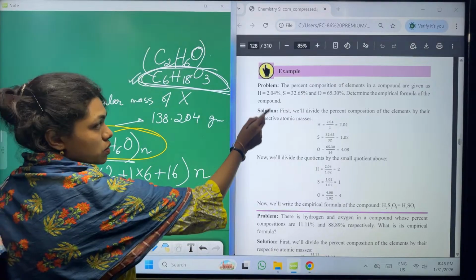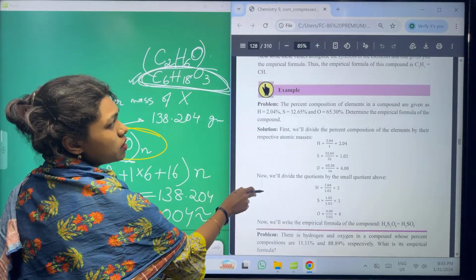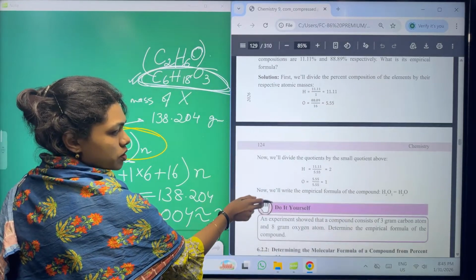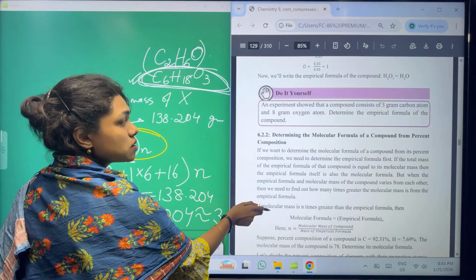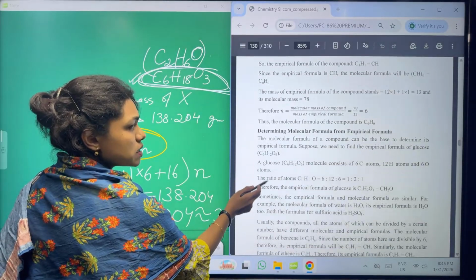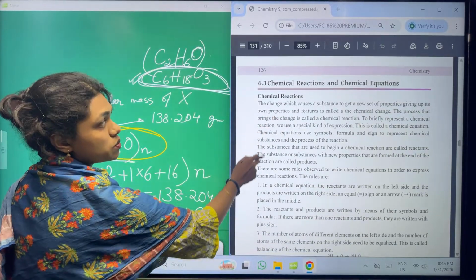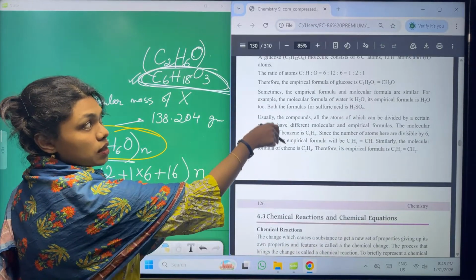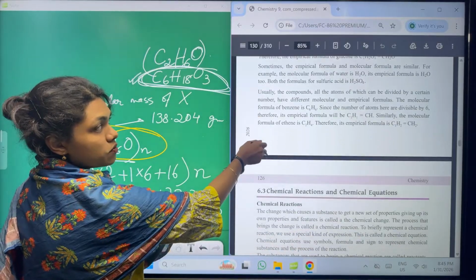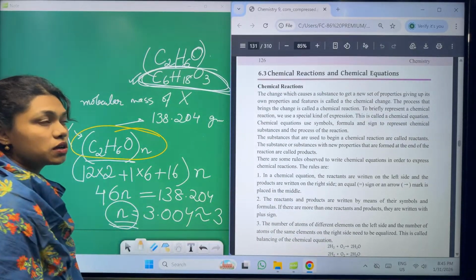This is going to be homework for you. This too is going to be homework for you. These are going to be homeworks for you, and in the next class we will discuss chemical reactions and chemical equations. We have actually done all of it, identifying the molecular formula from the empirical formula. We will discuss chemical reactions and chemical equations in the next class.